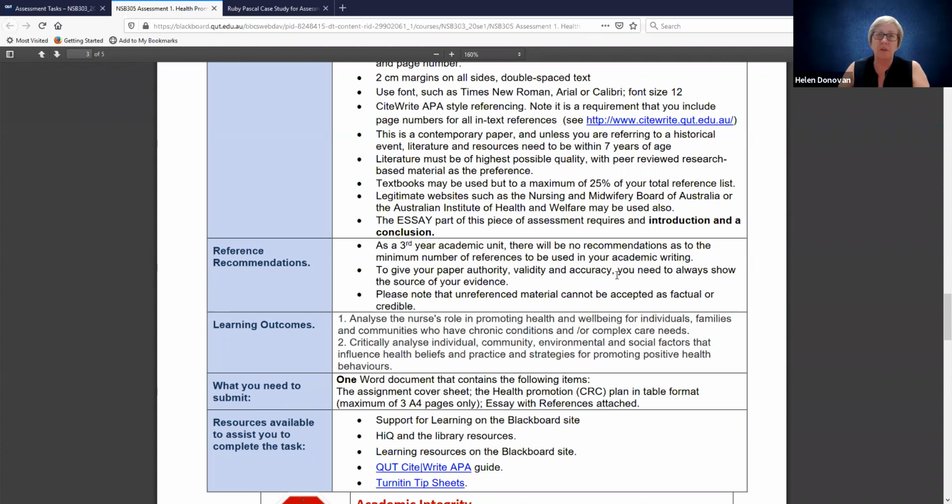So if you've got a definition or a description, it has to be accurate, so you must have evidence. If you're arguing a point, it needs to be valid. So it needs to be arguing what it's truly trying to argue. So you must show your source of evidence, and it must have a page number. It says here, please note that unreferenced material cannot be accepted as factual or credible. So just because you've written it down doesn't mean it's true, doesn't mean it's accurate, so it cannot be accepted.